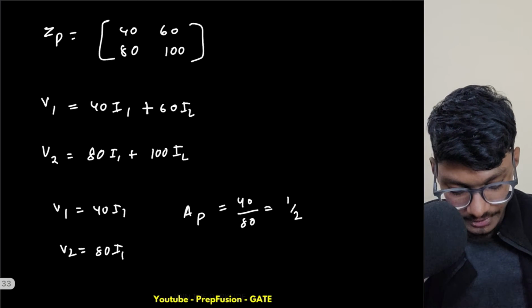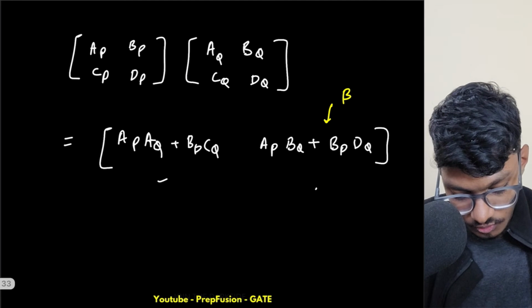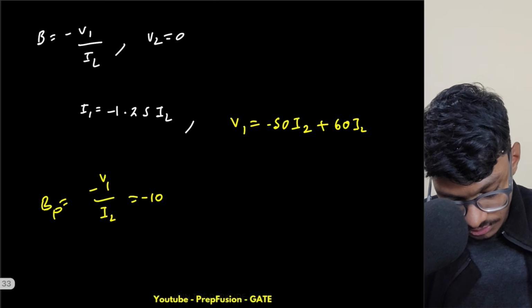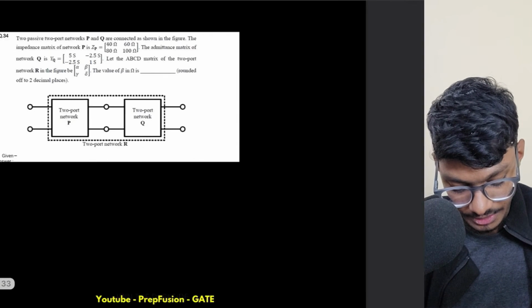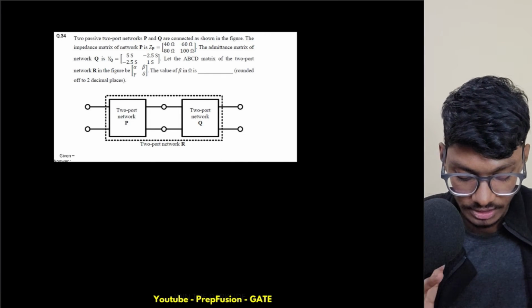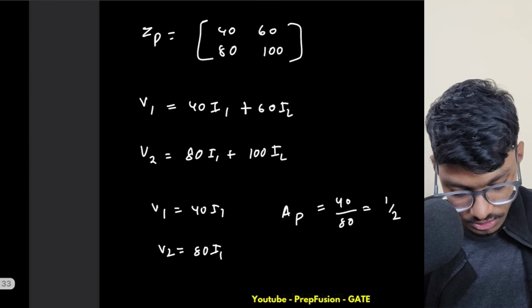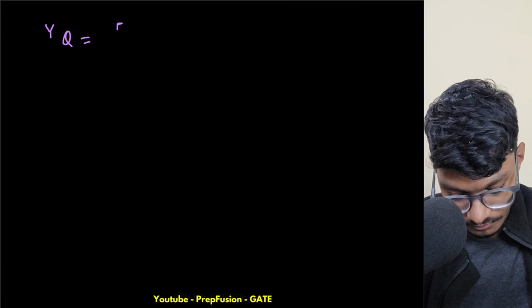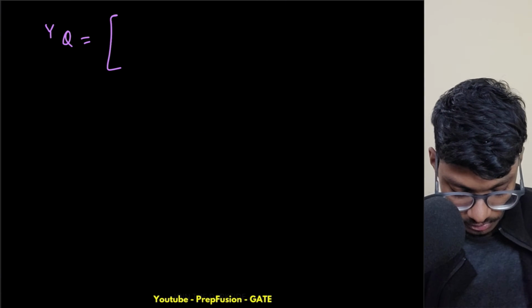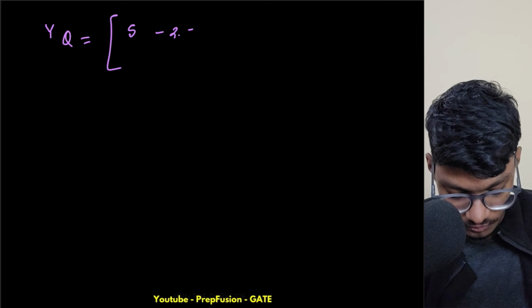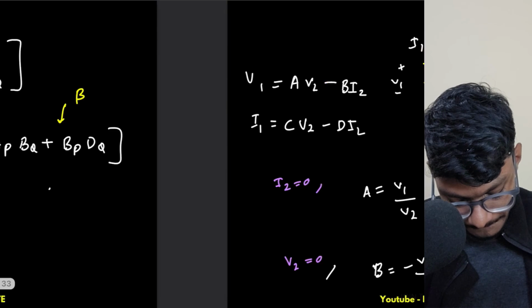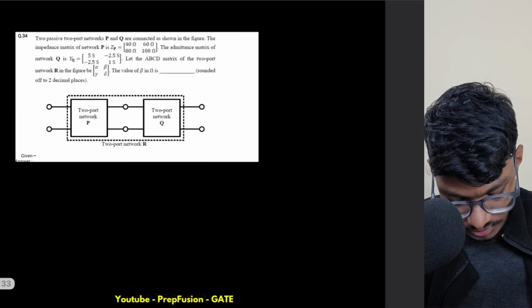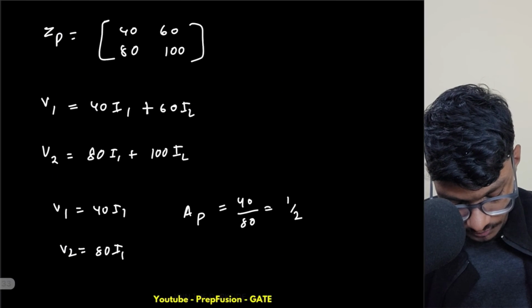Now let's find the parameters for Q. So for Q, what we need to do, Q network, you have been given the admittance parameters. So the admittance parameters are 5, minus 2.5, minus 2.5 and 1. Okay, 5, minus 2.5, sorry, both of them are minus 2.5.